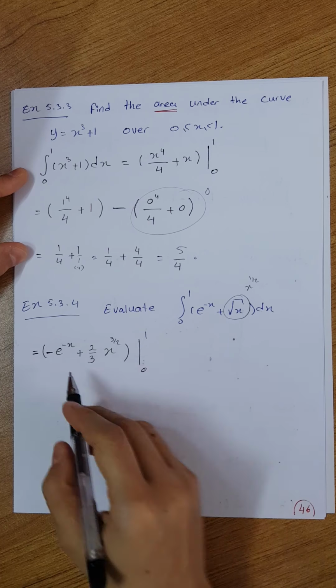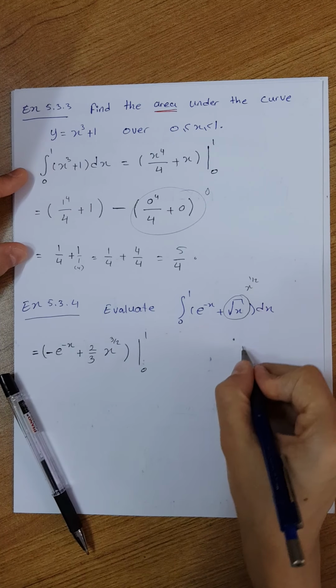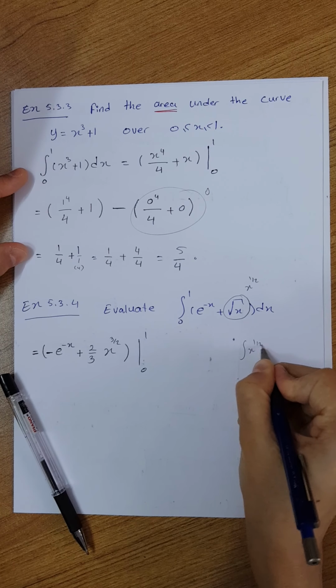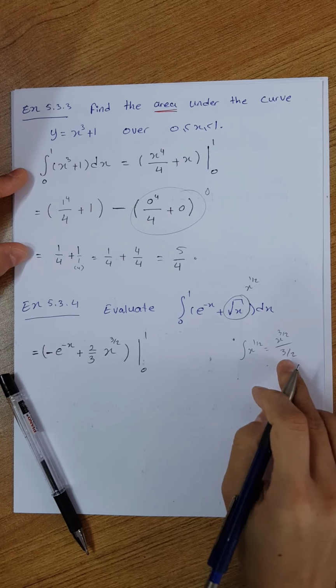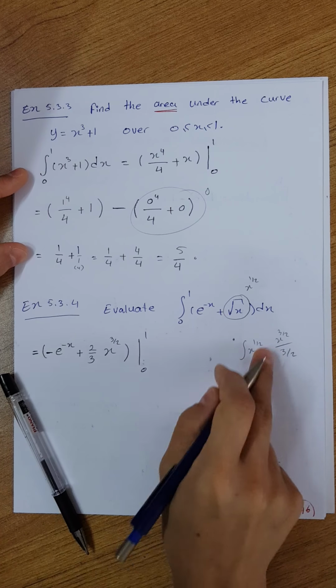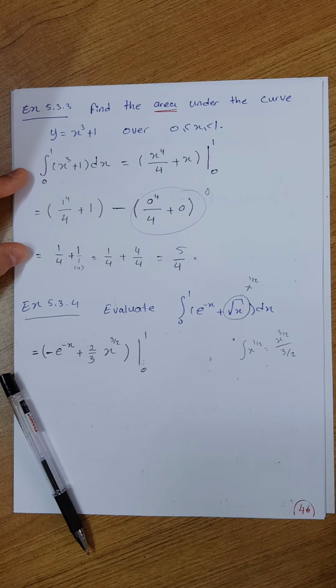Why did this become like that? Because the integration of x to the power of 1 over 2 is equal to x to the power of 3 over 2 over 3 over 2. Then I made this one upside down to make it right next to here. It will be 2 over 3, and that will be x to the power of 3 over 2.